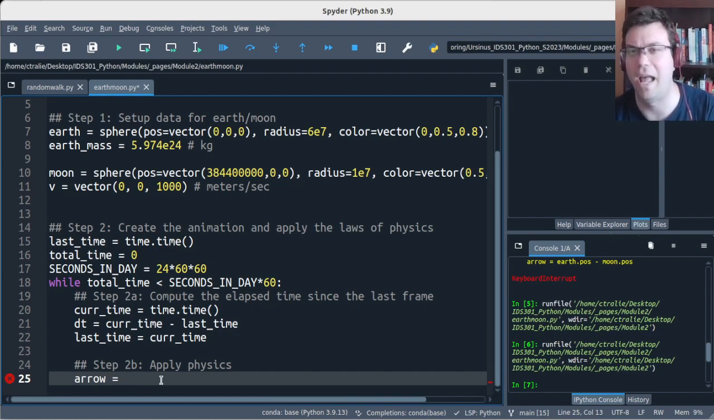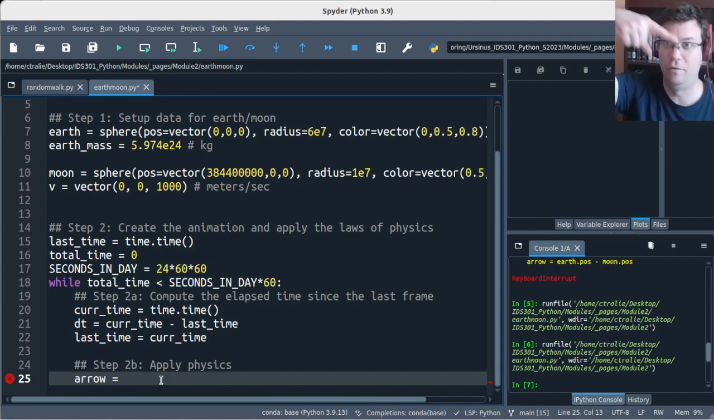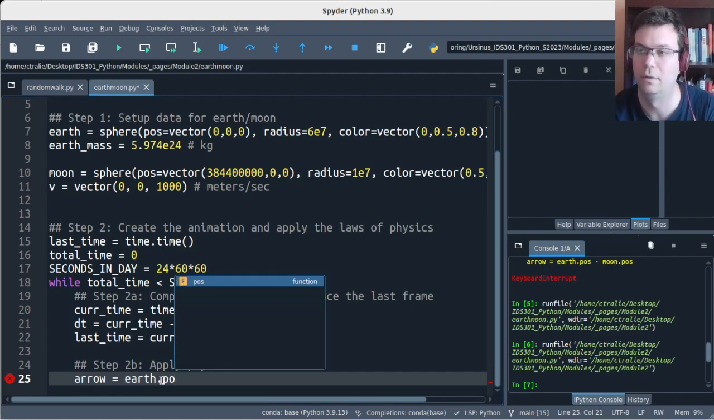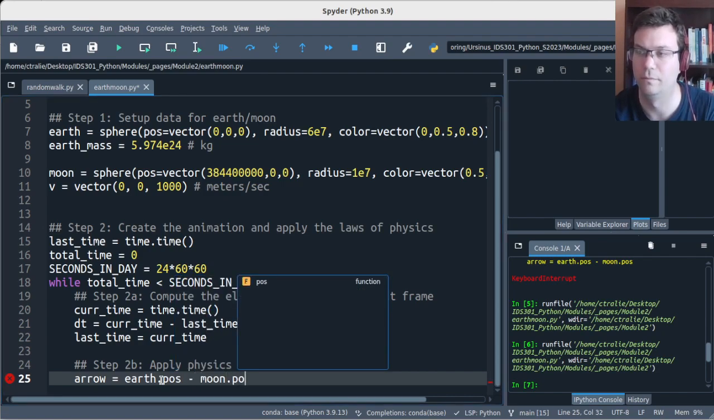I can create an arrow from the moon to the Earth, which is the arrow that gravity would be applied along, right, from the moon's perspective. So the moon's getting pulled towards the Earth. I can do that by saying it's the Earth's position minus the moon's position.